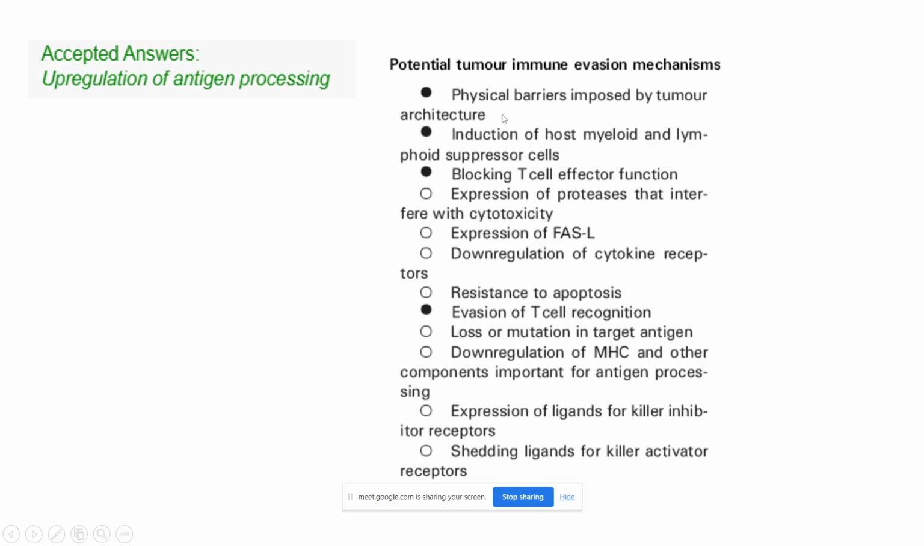And here are other potential tumor immune evasion mechanisms. Some of the options were already in the question. Physical barriers imposed by tumor architecture, induction of host myeloid and lymphoid suppressor cells, blocking T cell effector function, expression of proteases that interfere with cytotoxicity, expression of FasL, downregulation of cytokine receptors, resistance to apoptosis, evasion of T cell recognition, loss or mutation in target antigen, downregulation of MHC and other components important for antigen processing, expression of ligands for killer inhibitor receptors, and shedding ligands for killer activator receptors.